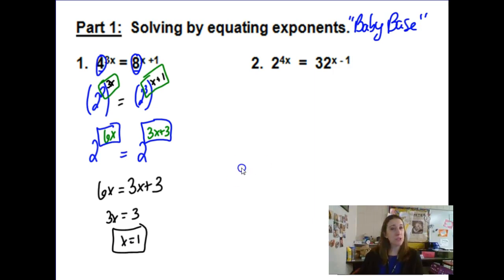So this technique will only work if your bases on each side of the equation, it's like a one-to-one problem. So it's base equals base as a setup, and they do have a common base. So look at this next question.